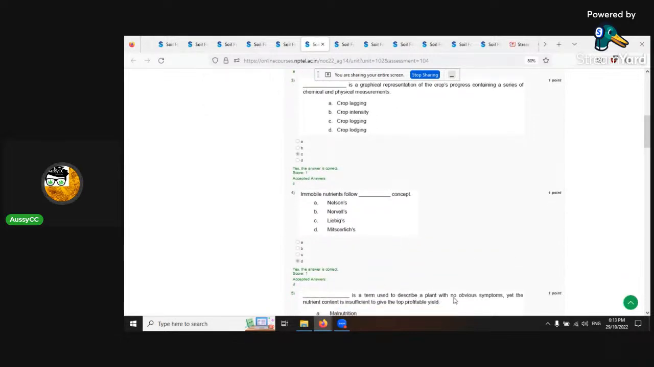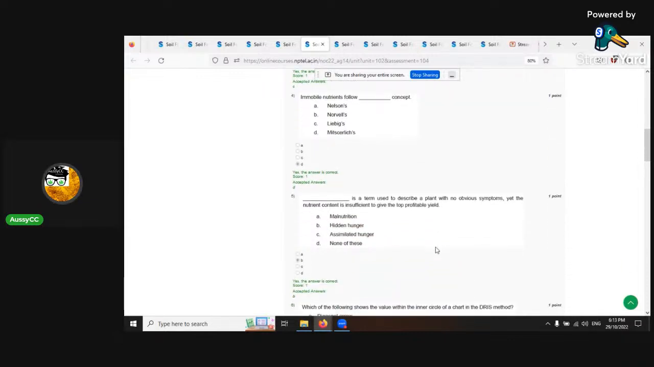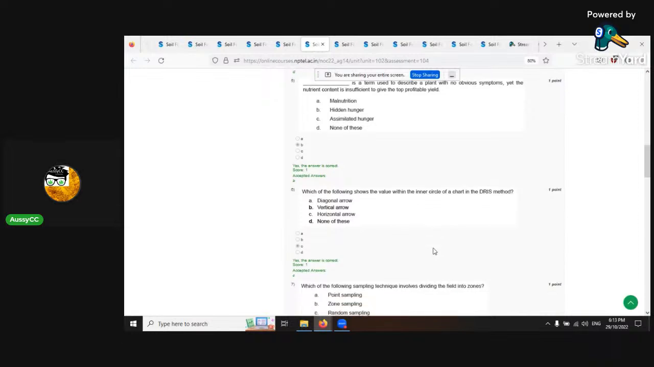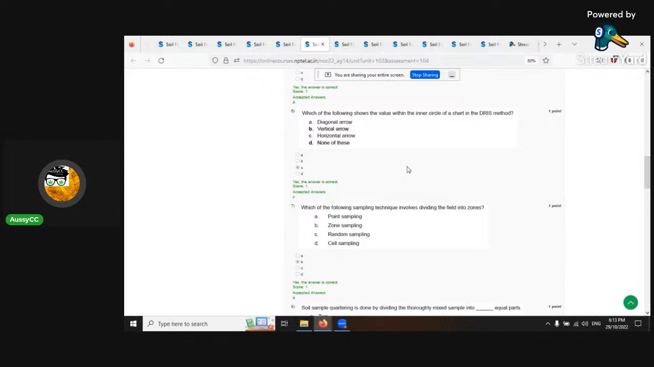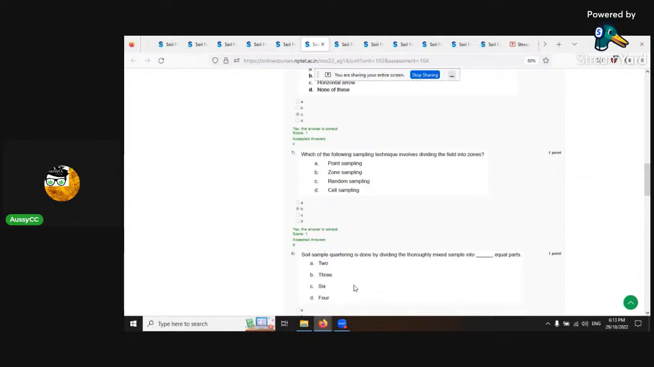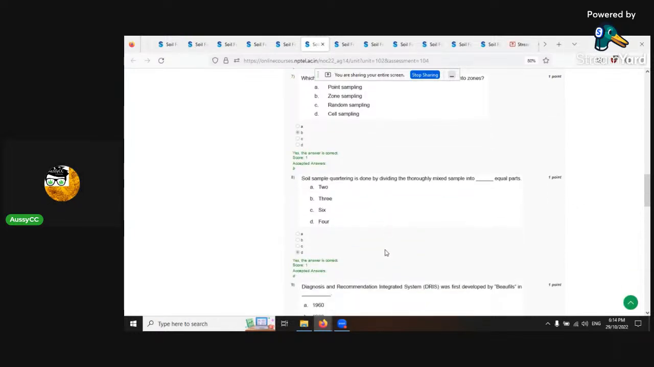Something is the term used to describe a plant with no obvious symptoms, hidden hunger. Which of the following show in a circle of the DRIS chart? That's your horizontal arrows. Which of the following sampling techniques involve zoning? It's zoning. Simple quartering is done by dividing these samples into, okay, answer this. Simple quartering is done by dividing them into, well said, 4. Wow, see, you guys know heaps. See? It just naturally comes to you.